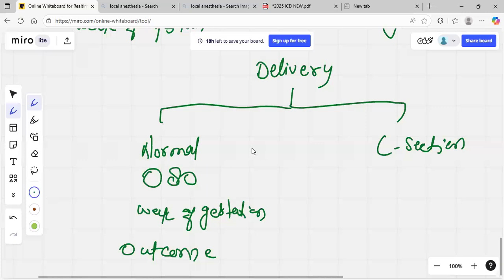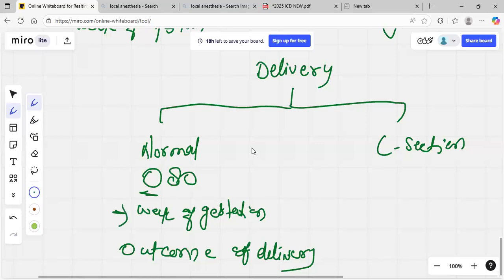So when there is a normal pregnancy or normal delivery, in that case, you have to keep O80 at the primary position. You can use O80 even though the patient had a condition in the previous pregnancy, but this delivery is completely normal. The patient is delivering vaginally and does not have any condition at the time of delivery. In that case, you are going to use code O80.